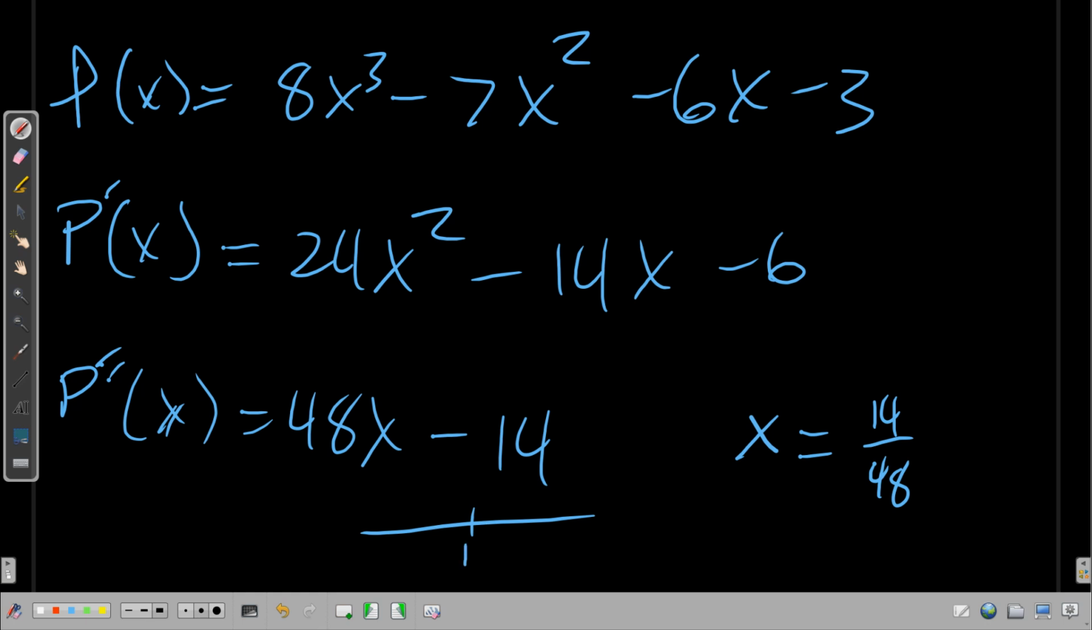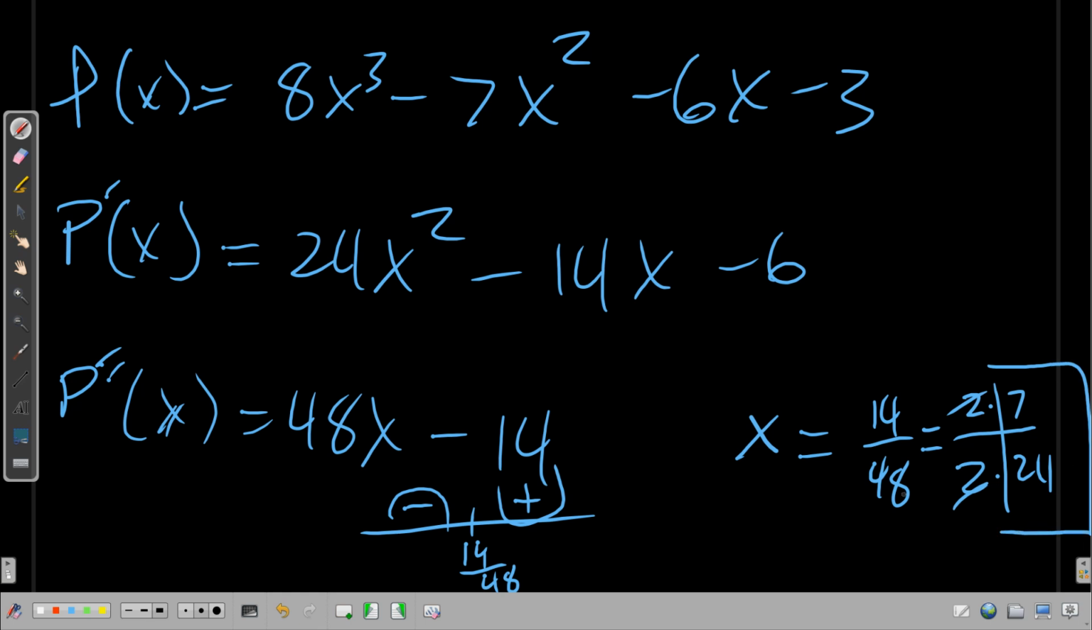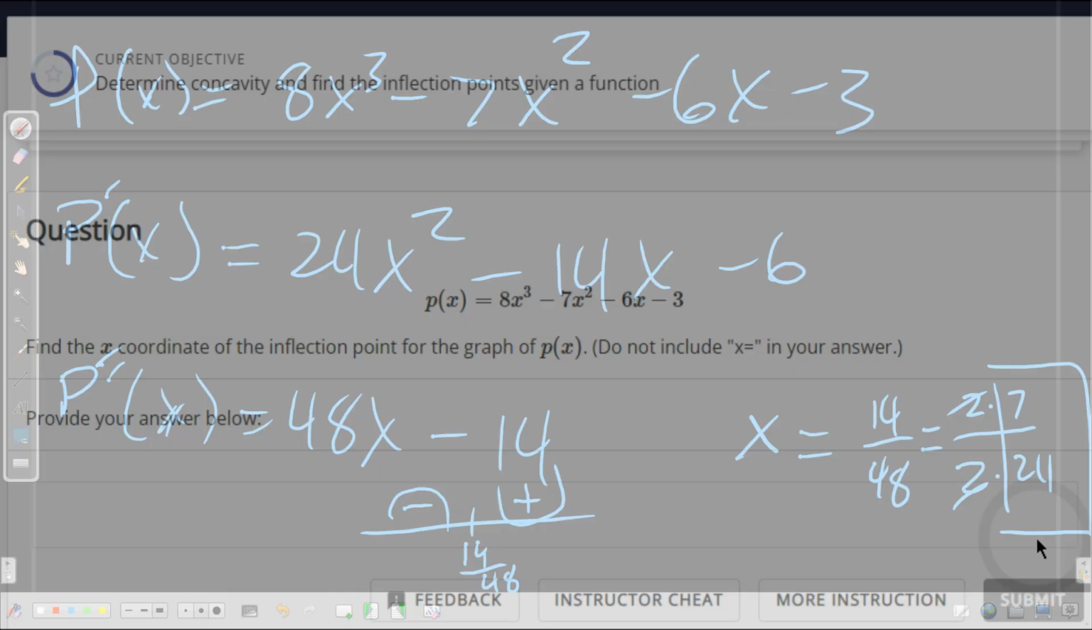Then the value of 14 over 48 is what I'm interested in. And being that P double prime is a line with positive slope, its graph would look like that. So that means that my concavity is negative here and positive here. It's concave down and then concave up. And 14 over 48 will simplify because 14 is 2 times 7 and 48 is 2 times 24, and the 2's cancel. So then the x-coordinate of my inflection point is 7/24.